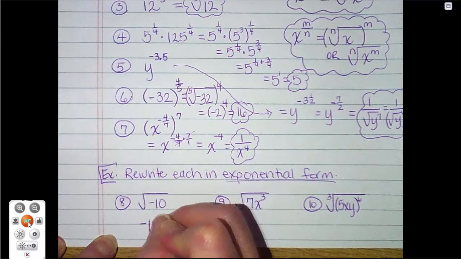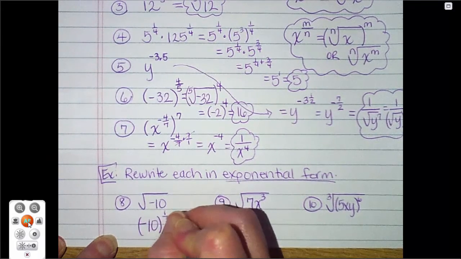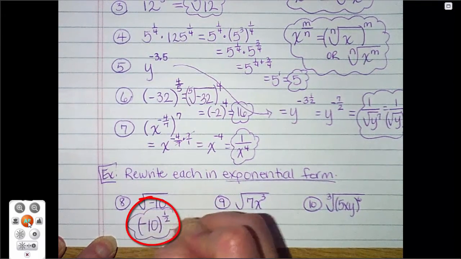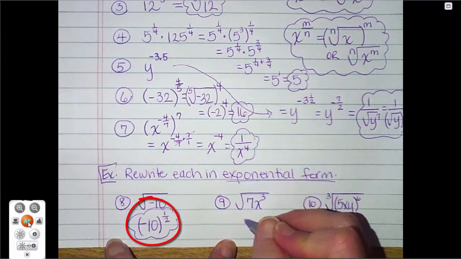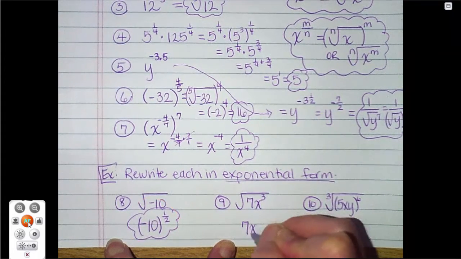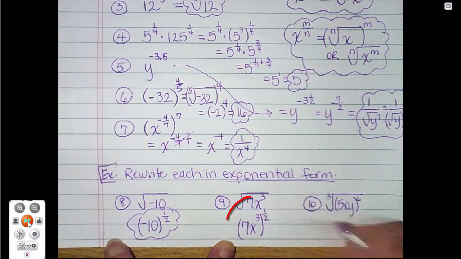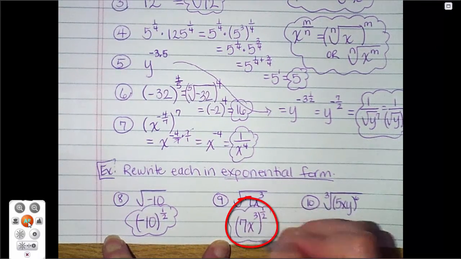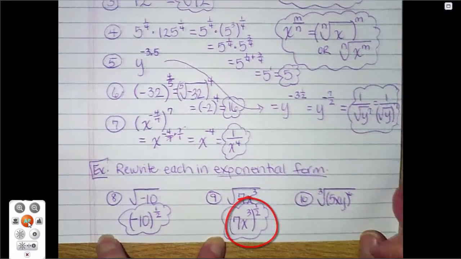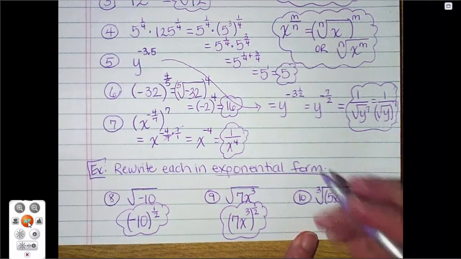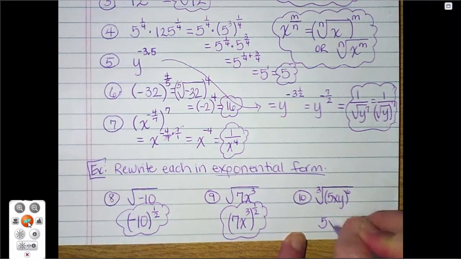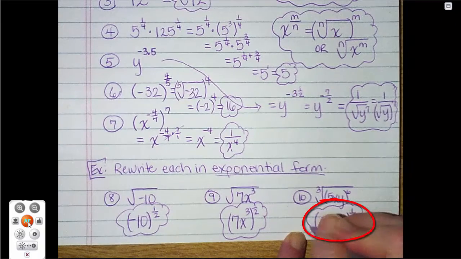So the square root of negative 10 is negative 10 to the 1/2. An exponent of 1/2 means square root. The square root of 7x cubed is 7x cubed, all to the 1/2. Again, a square root means a 1/2 exponent. And finally, the cube root of 5xy to the 6th is equal to 5xy to the 6th, all to the 1/3.